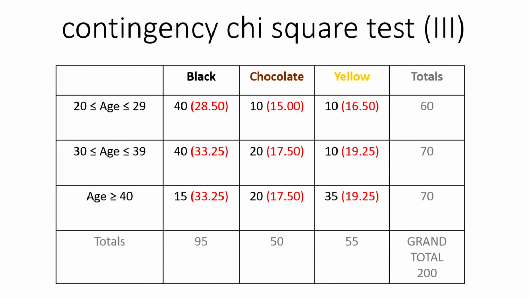I multiply the fraction of people in their 20s, which is 60 over 200, by the total number of people who chose a black pup, which is equal to 95, to give an expected number of 28.5. In other words, what I have done is to multiply the row total by the column total and divide by the grand total. The expected number for every other cell in the table can be calculated in the same way.